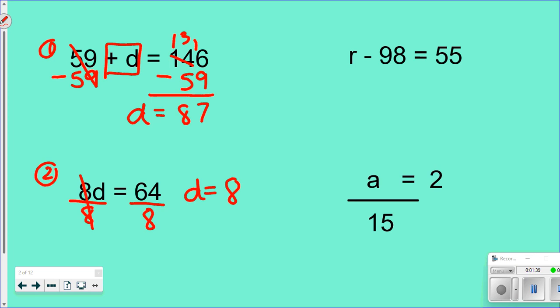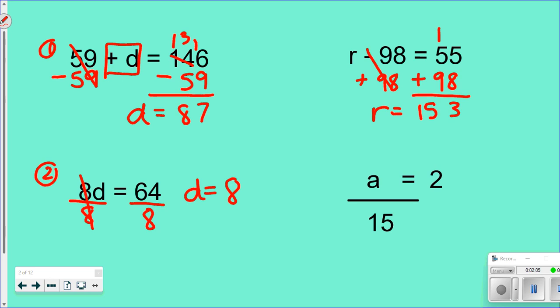Up top, now I have R minus 98 equals 55. Since I'm subtracting in the problem, I need to add to cancel out. So I'm going to add 98 to this side, and I'm going to do that to the other side. So I get 13, carry the 1, I have 153, I believe. R equals 153.